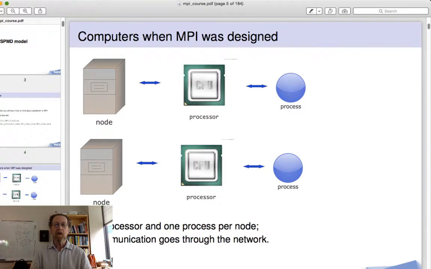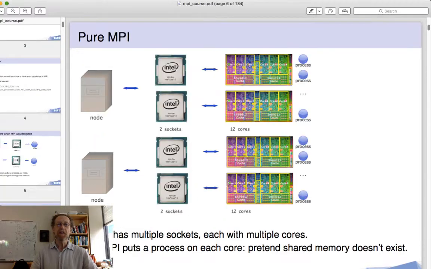Okay, to understand how MPI works, you need to think back a good 20 years about what computers looked like when MPI was first designed in the mid-1990s. In those days, you bought a beige box which contained one processor, and you could run a scientific code on that. And so you had a process that would be taking up all of your CPU. So one box, one processor, one process. If two boxes needed to communicate, they could only do so through a network.